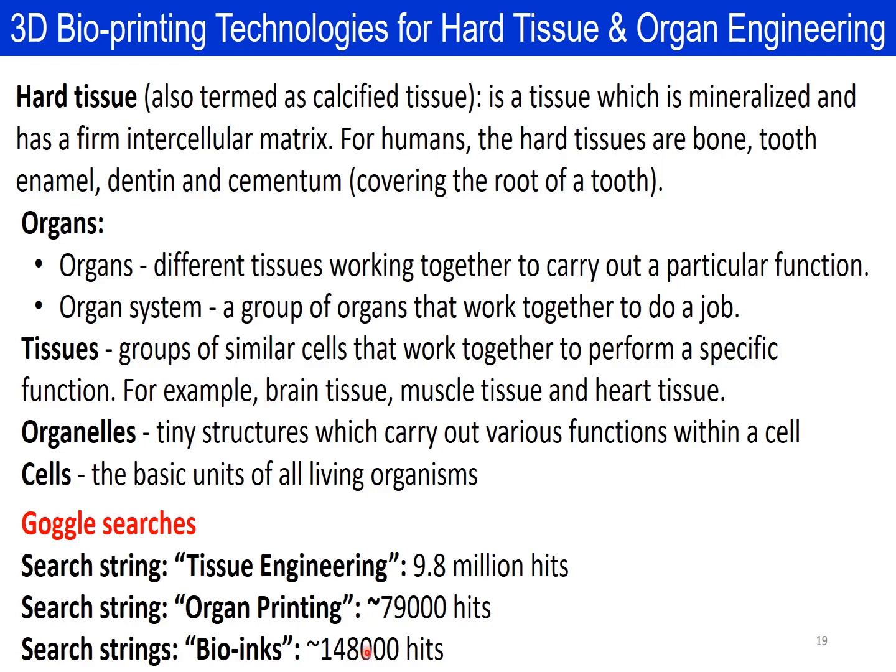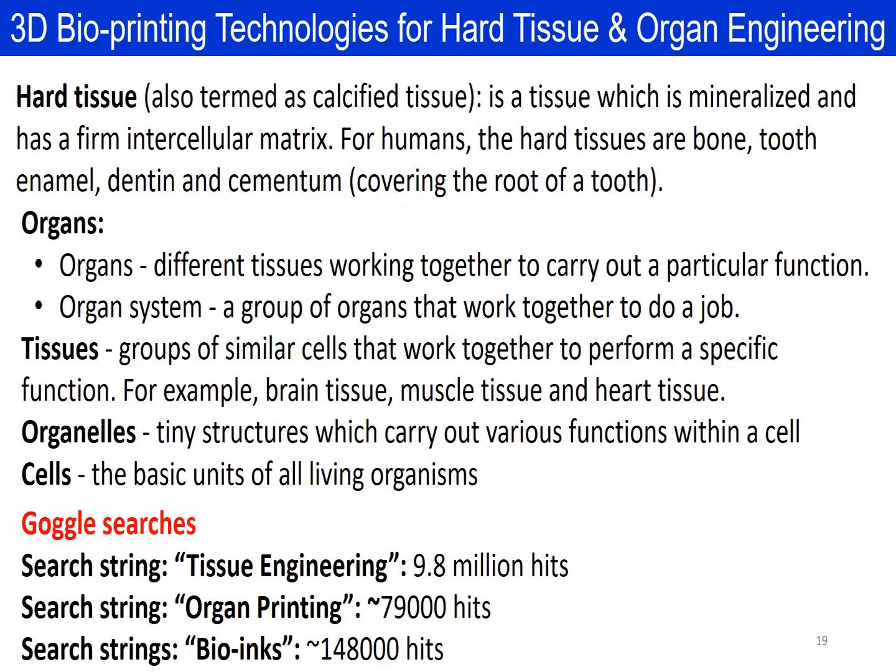Now, hard tissue, I mentioned at the beginning of the slide, also termed calcified tissue, is tissue which is mineralized and has a firm intercellular matrix. For humans, that will be bone, teeth, enamel, dentin, and cementum. This is for dental applications because it covers the whole field of dentistry.